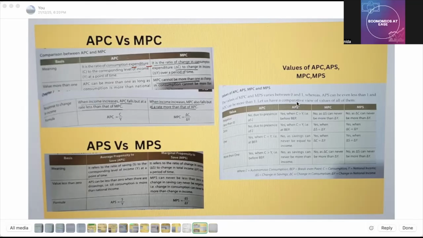Now, can the values of APC, APS, MPC and MPS be negative? No, APC can never be negative due to the presence of autonomous consumption. APS, yes, it can be when consumption is more than income. And MPC, no, it can never be more than change in income.